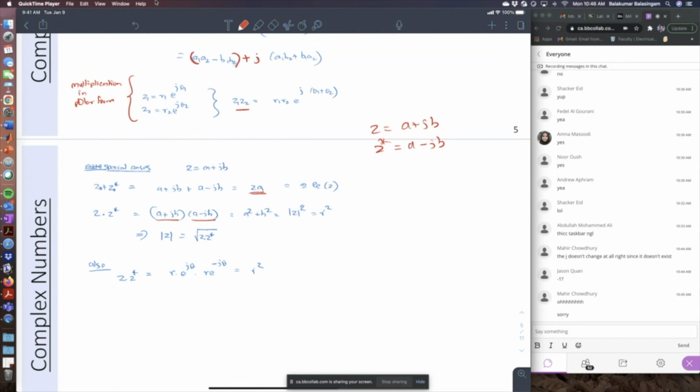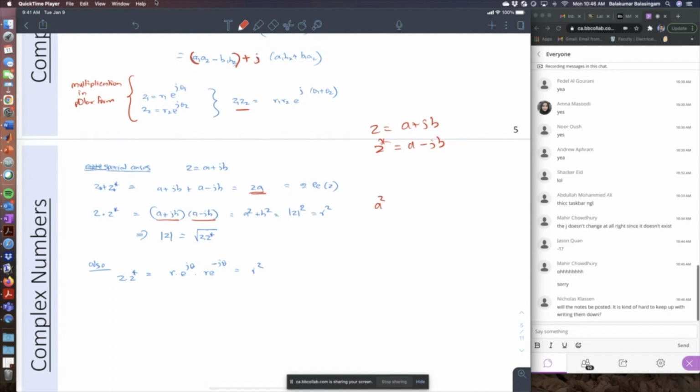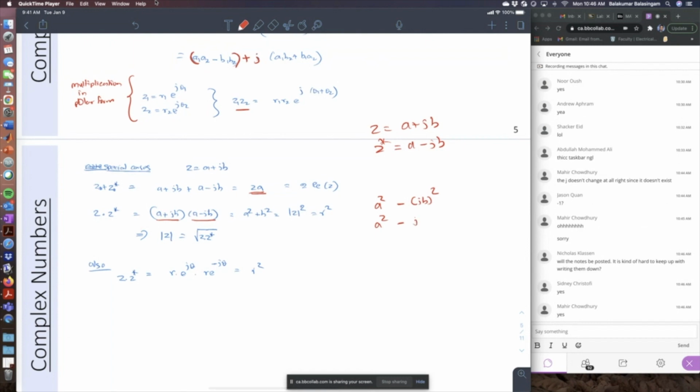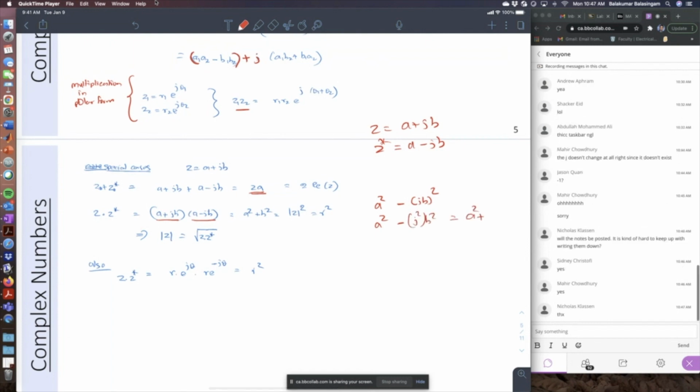Why? A plus jB times A minus jB is A squared minus j squared B squared. J squared is negative 1, so that's going to be A squared plus B squared.